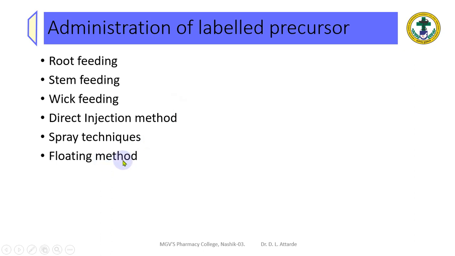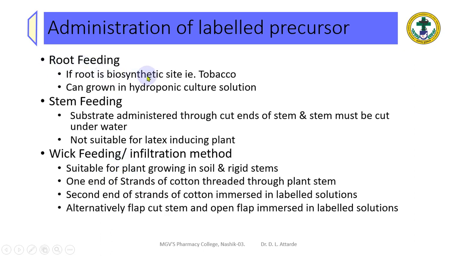Now, we'll see this in detail. Root feeding: if the root is the biosynthetic site, for example, for the tobacco alkaloid formation, which occurs in the root, that is nicotine alkaloid. Then the plants which can grow in hydroponic culture solutions. Hydroponics means the plants which are grown in media other than soil, or we say liquid media. When they are kept in such a system, they are called hydroponic cultures. For them, the root feeding technique can be used for introduction of tracer inside the plant body.